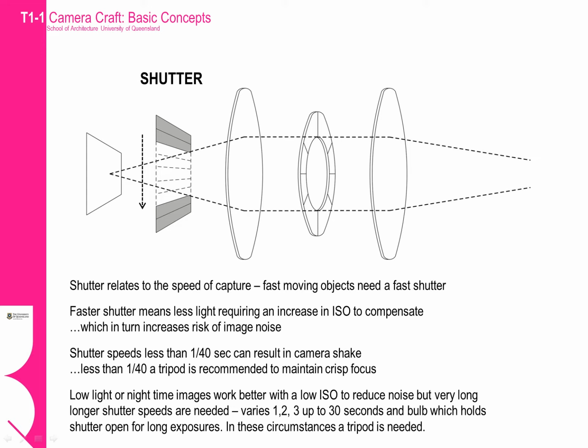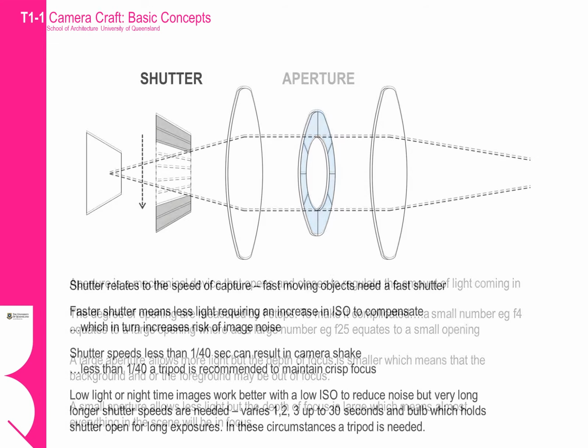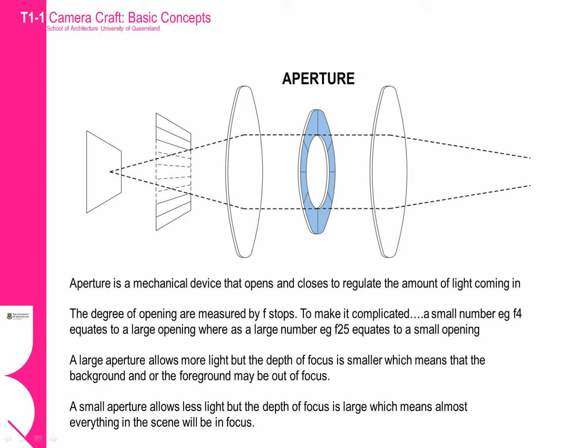In low light conditions, you will often need to keep the shutter open for a long time. For very long exposures, the issue becomes about holding the camera still enough to prevent camera shake. With very long exposures, the use of a tripod is recommended. For most digital SLR cameras, a shutter speed anything slower than 1/40th of a second will need to be shot using a tripod.